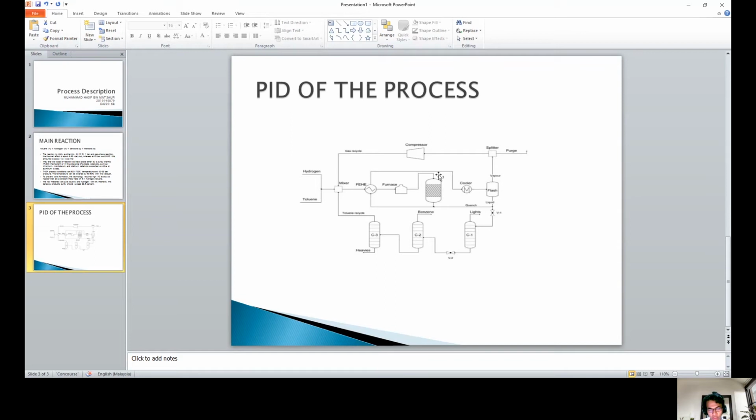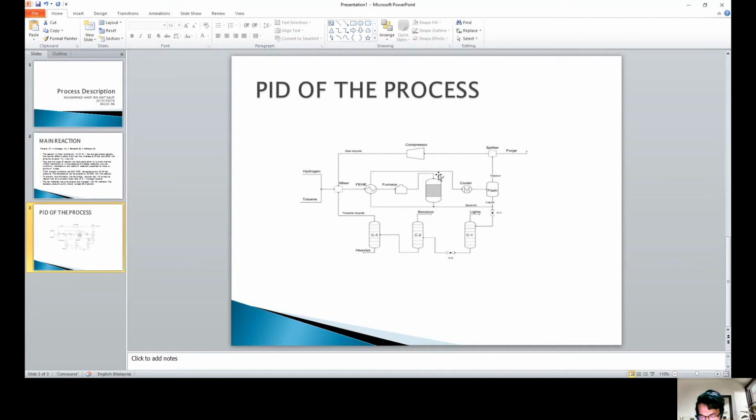First of all, the fresh raw material, hydrogen and toluene, will mix with recycled gas and recycled toluene in the mixture. Then they will be heated up in the feed effluent heat exchanger and furnace. Then they will react. The reaction begins in the plug flow reactor in adiabatic reaction. After that, they will be cooled in the simple flash.